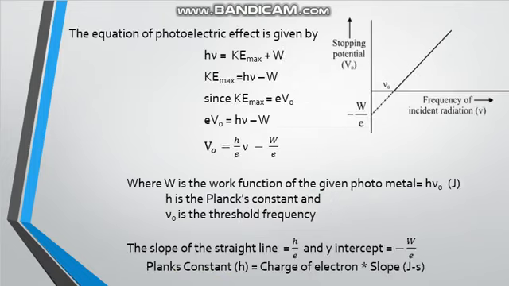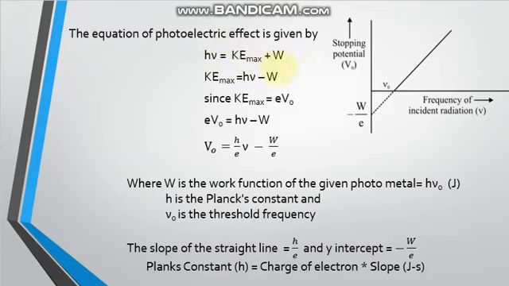Then go to the photoelectric effect equation. Here this is the incident electromagnetic radiation energy, which is in the form of photons, and that incident electromagnetic energy is given to the metal surface. Some part of the energy is used to release the electrons, that is called the work function, and the rest of the energy is given as kinetic energy to the electrons.